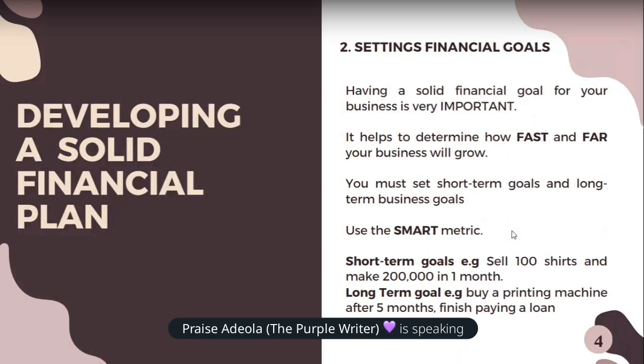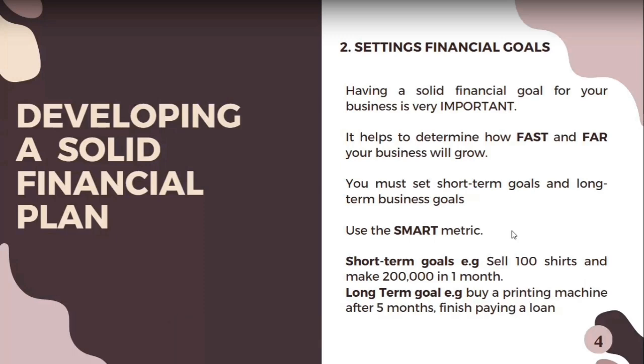Number 2, setting financial goals. Oh, so important. Having a solid financial goal for your business is very, very important. It helps to determine how fast and how far your business will grow. Now, when you're setting financial goals, I believe in the use of the SMART metric. That is, your goal must be specific, measurable, achievable, realistic or relevant, and time bound.